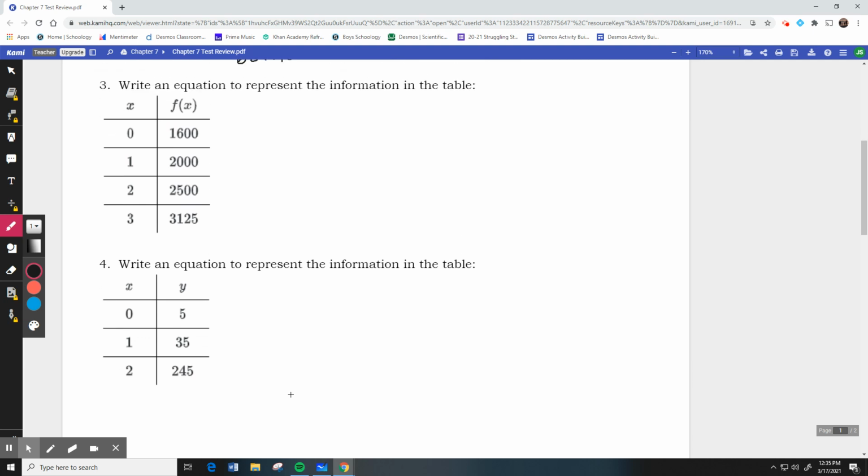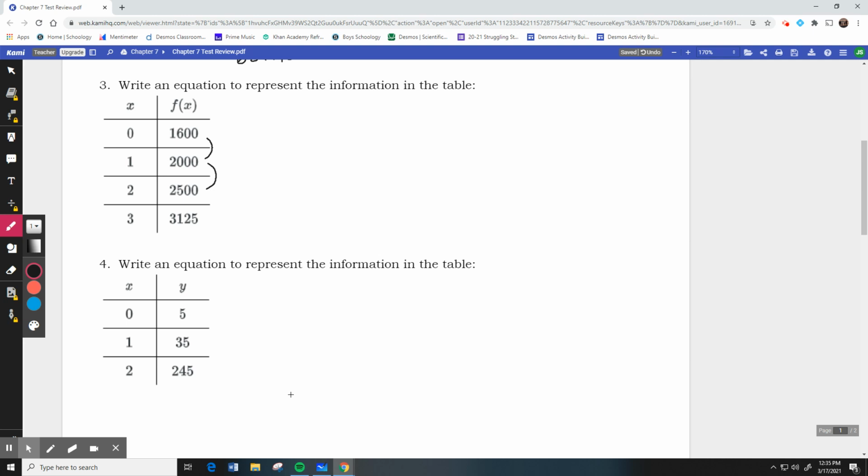Sorry about that. Okay, so next we want to write an equation to represent the information in the table. So when I look at this table, I see, from here to here, it's going up 400, and from here to here, it's going up 500. So it's not linear, because it's going up different amounts. So then I'm like, well, maybe it's exponential.